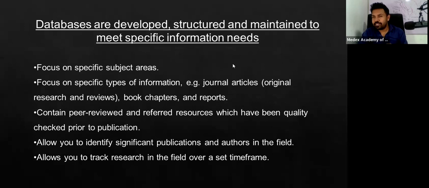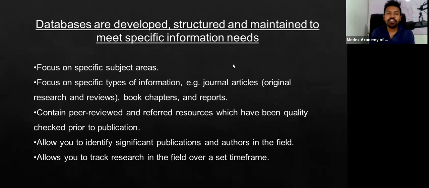People who have specific knowledge refer to it and check whether it is a quality document. Only after checking is it published. Got it? So that is peer reviewed, and refereed resources are quality checked prior to publication, so prior publication was monitored well. Okay. Then databases allow you to identify significant publications and authors in the field.